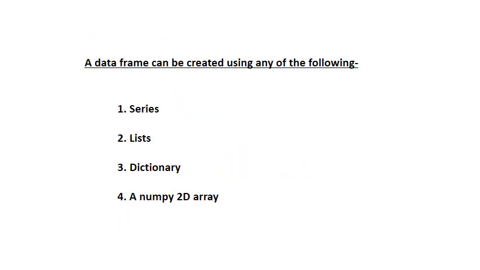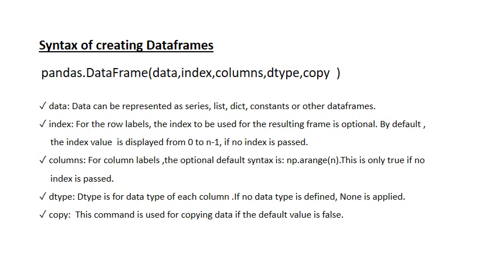A data frame can be created using any of the following: series, list, dictionary, or a NumPy 2D array. Syntax of creating data frames is like pandas.DataFrame, and the arguments are data, index, columns, dtype and copy. Let us discuss the arguments one by one. First one is data. Data can be represented as series, list, dictionary, constants or other data frames.